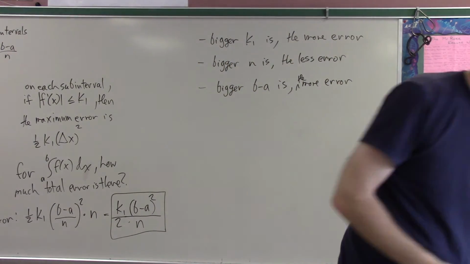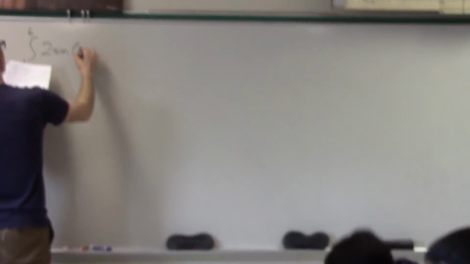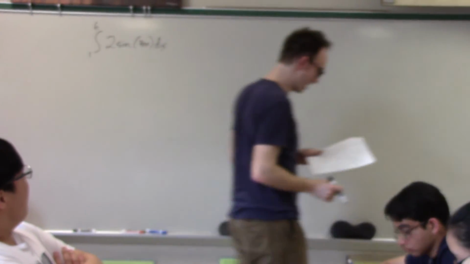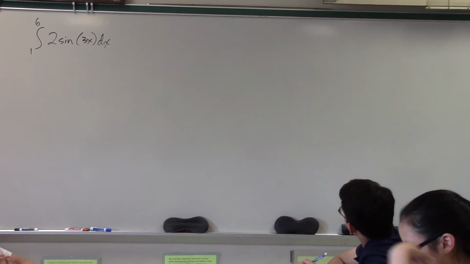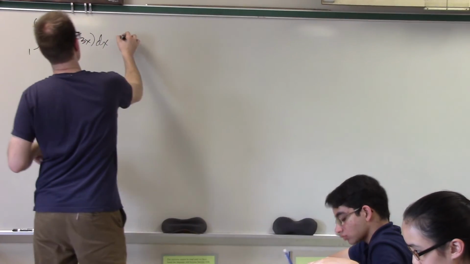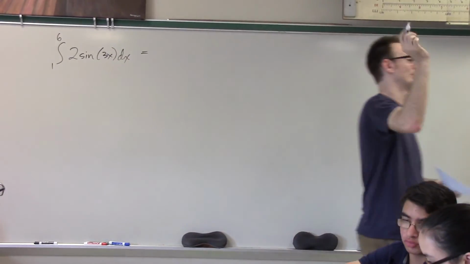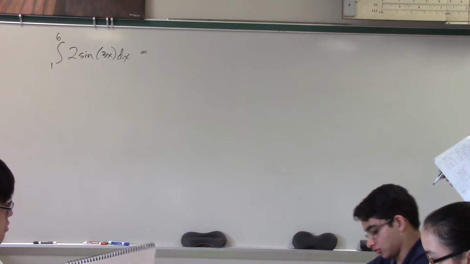Okay, good. Let's do an example of this. Here is the kind of example that I think makes a lot of sense. Take the integral from 1 to 6 of 2 sine 3x dx. Do you want to cheat and get the real answer first, real quick? Let's cheat and use Math 9, but we're going to write it on the board and pretend that we don't really know.